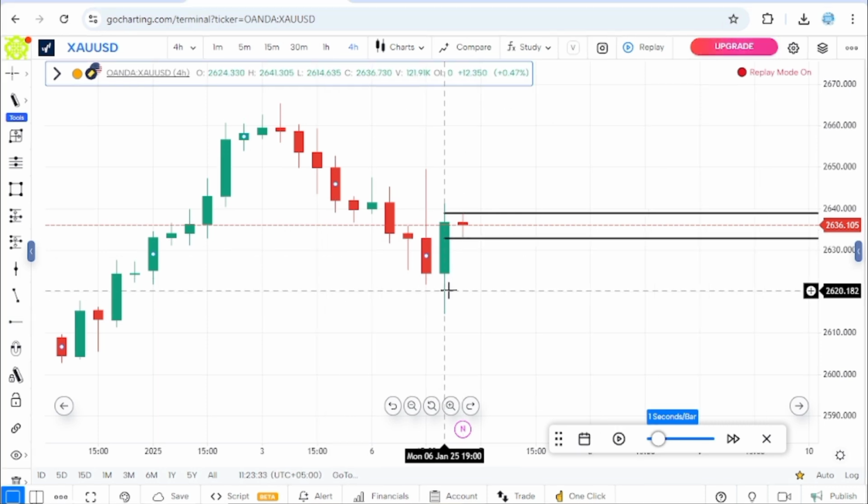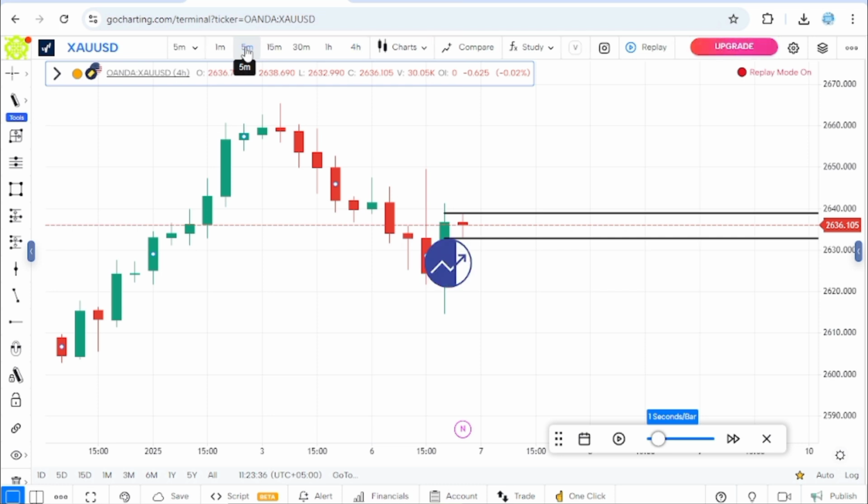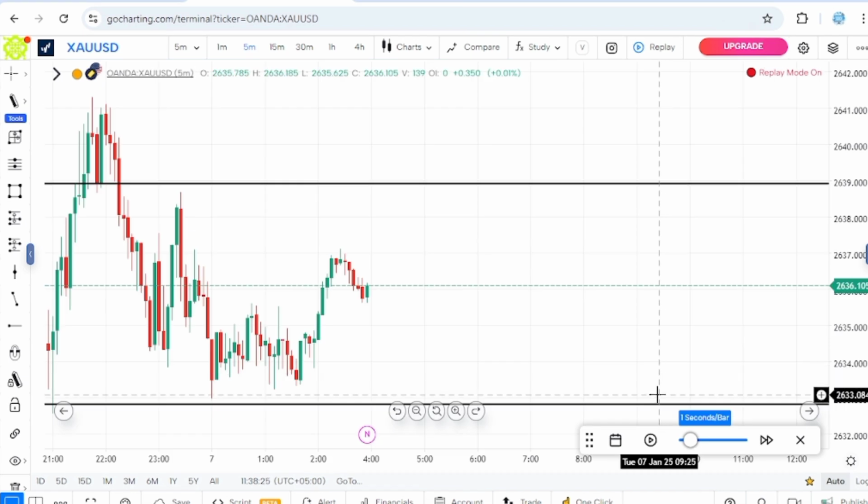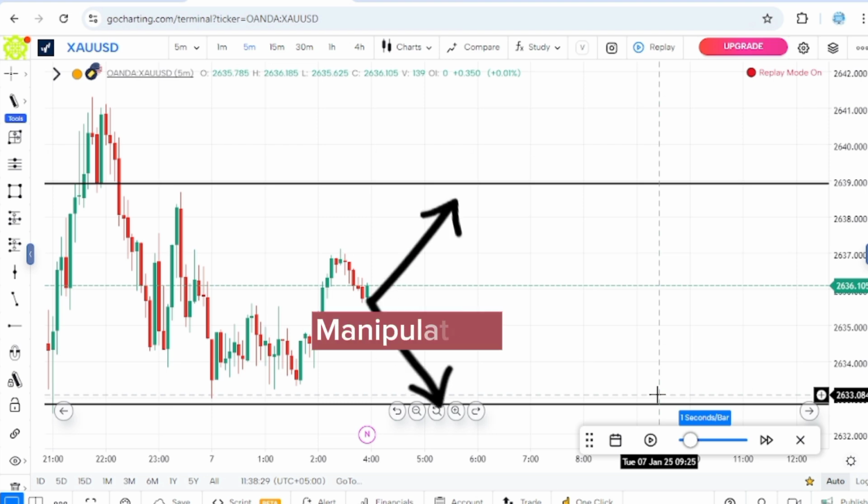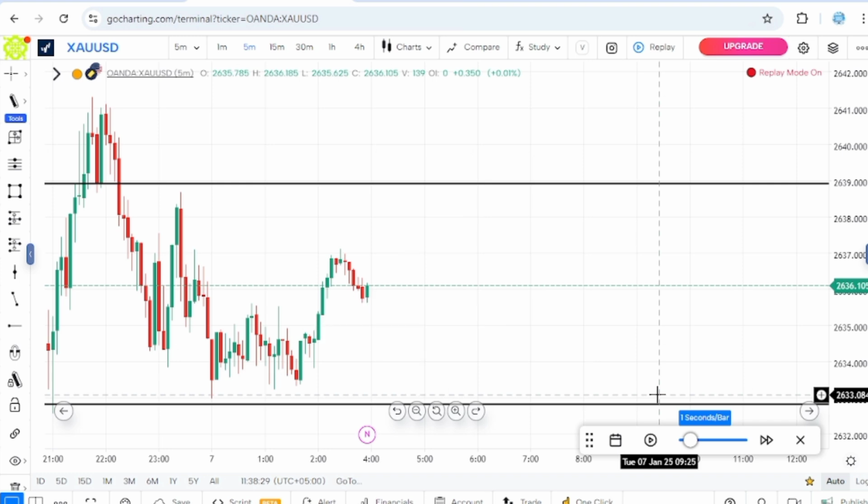After marking them, shift to a 5-minute or 15-minute time frame, depending on your preference. Once you're on the smaller time frame, identify the first move. It's important to note that the first move is always a fake move, also known as manipulation. Whether the first move goes to the low or the high, it's considered manipulation. Once the price reaches either side, we will take a trade in the opposite direction.